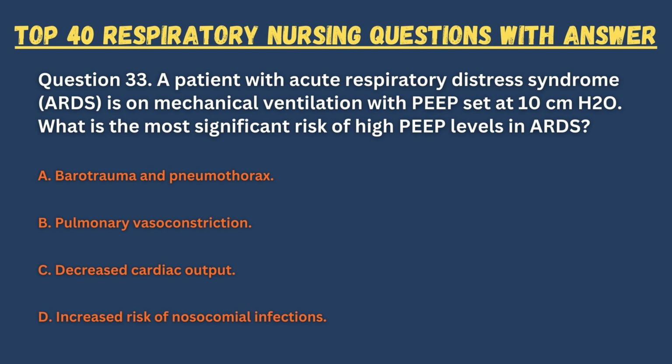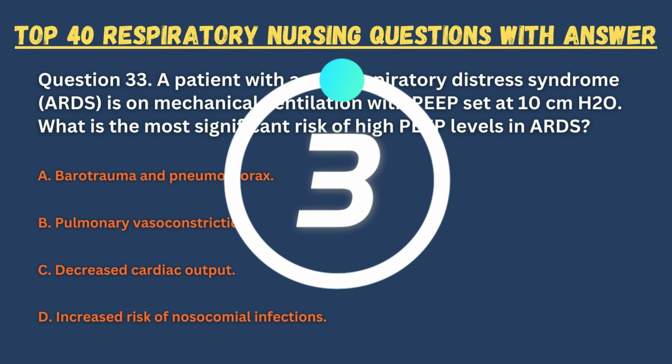Question 33. A patient with acute respiratory distress syndrome (ARDS) is on mechanical ventilation with PEEP set at 10 centimeters H2O. What is the most significant risk of high PEEP levels in ARDS? A. Barotrauma and pneumothorax. B. Pulmonary vasoconstriction. C. Decreased cardiac output. D. Increased risk of nosocomial infections.